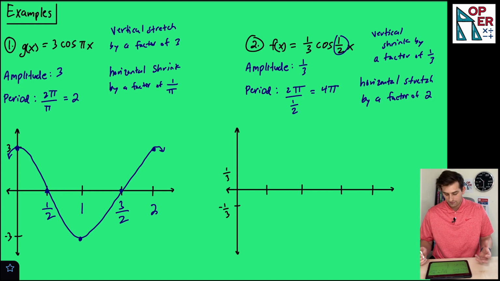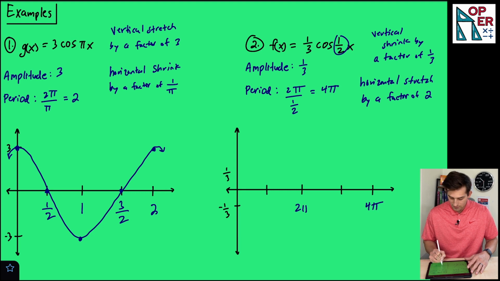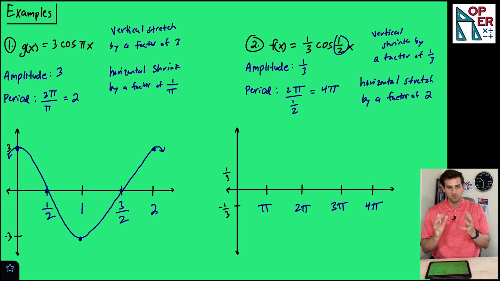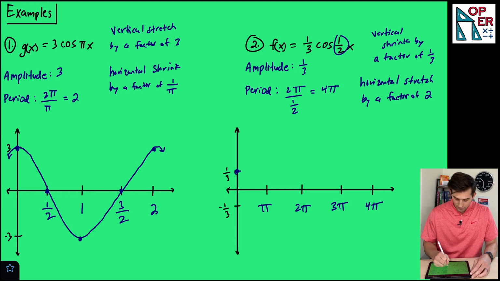Now let's build our graph. So we know our period is 4 pi, so let's put that at the end. Half of that would be 2 pi. So now we just have pi and we have 3 pi, right, to separate that into 4 sections. So now we're going to start up here at (0, 1/3), and now we're going to go down to 0, down to negative 1/3, back up to 0, and then back up to positive 1/3.